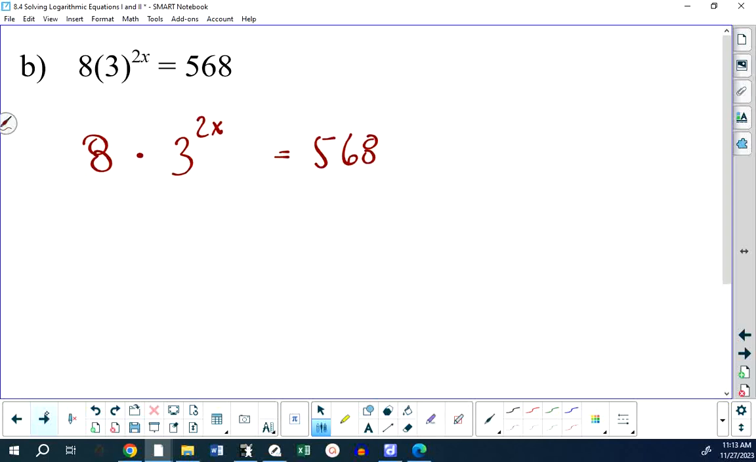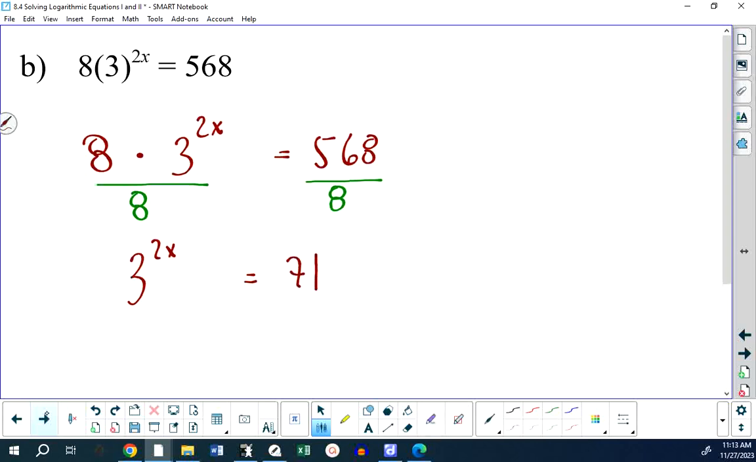I would much rather take the logarithm of both sides after I divide by 8, as long as I don't have fractions. So does 568 divide by 8 without remainder? And the answer is yes, 71 times. So if you start by dividing both sides by 8, this becomes a lot simpler. We're left with 3 to the 2x equals 71. And now we can take the log of both sides.